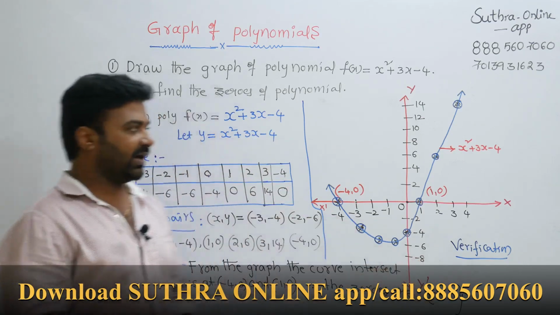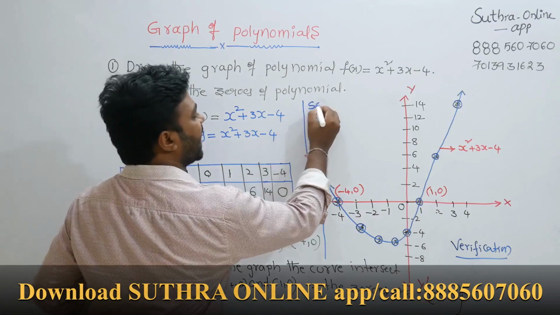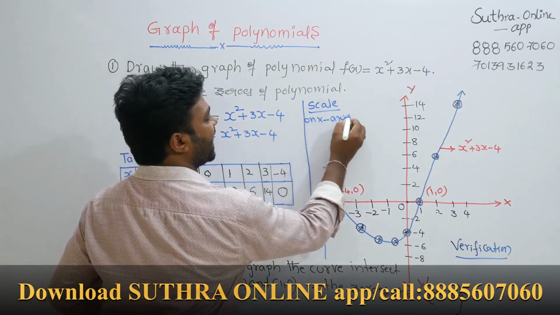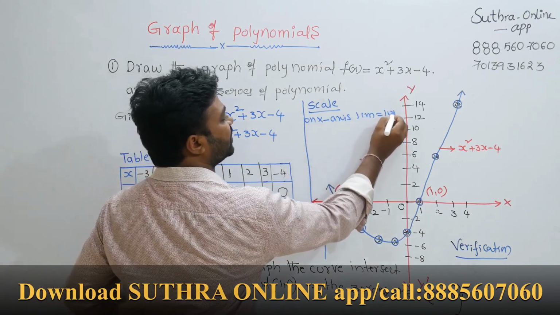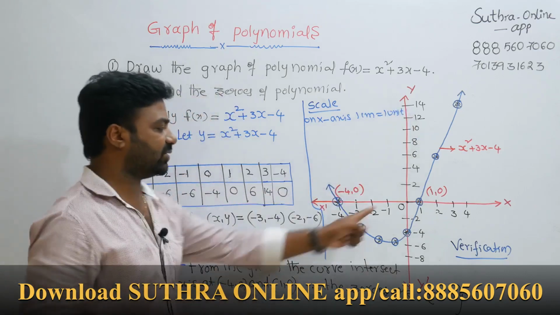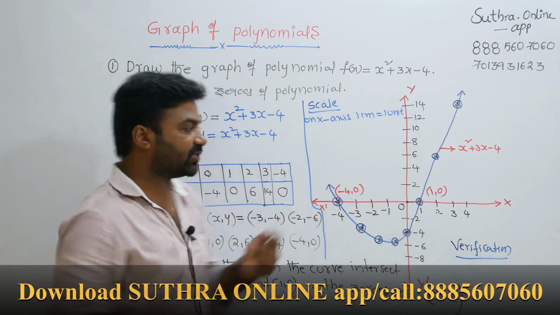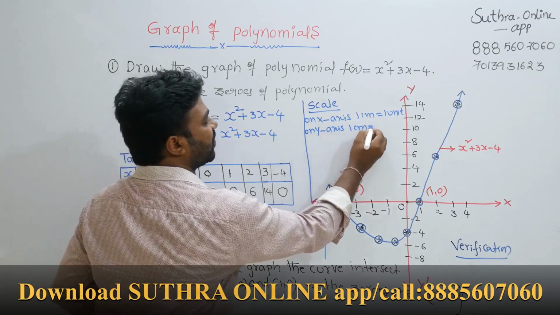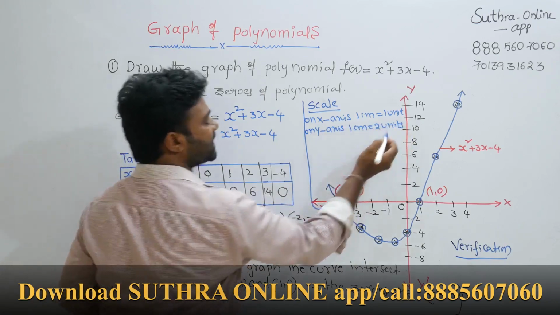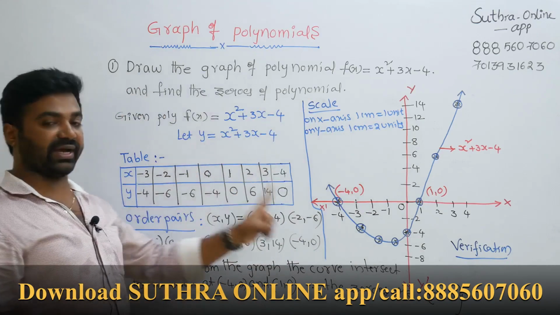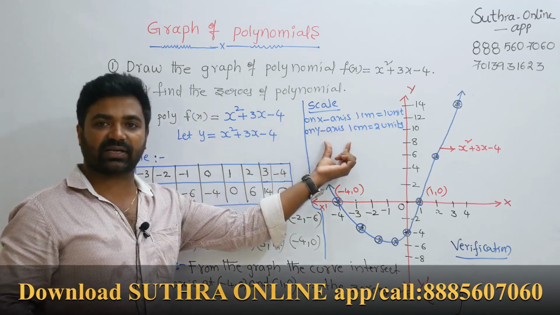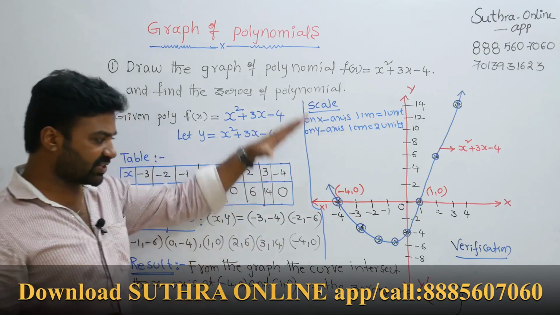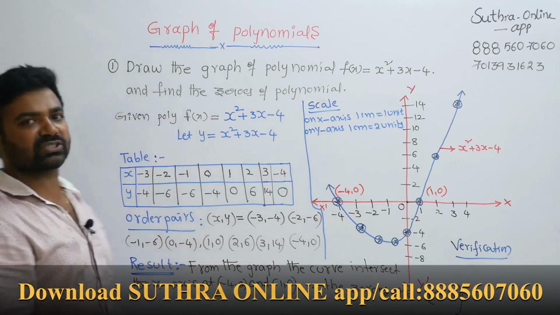This verification is important. Next, in the graph sheet, compulsory you write the scale. On the x-axis, 1 centimeter equal to 1 unit. On the y-axis, 1 centimeter equal to 2 units. All these we should write compulsory. For the scale, half a mark: in the exam, if you don't write the scale, half a mark will be deducted. Everything we should write. If you write like this, it is a 4 marks question.